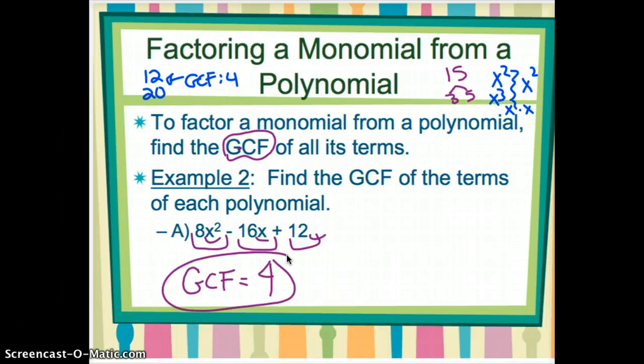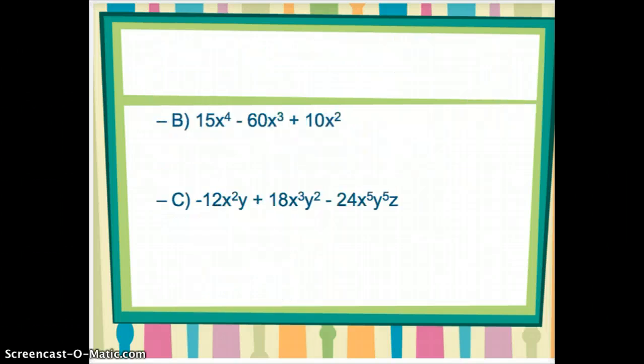Okay, let's look at another one, actually both of these, and see if you can do them on your own. All I want you to do is see if you can figure out what the GCF is, the greatest common factor that goes into all of them. I like to look at the number part and then the variable part. It just helps me to organize myself.